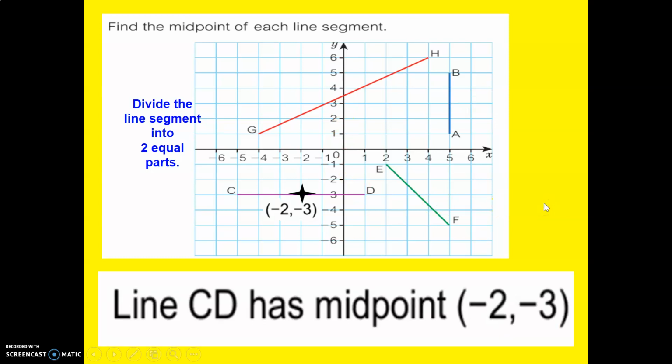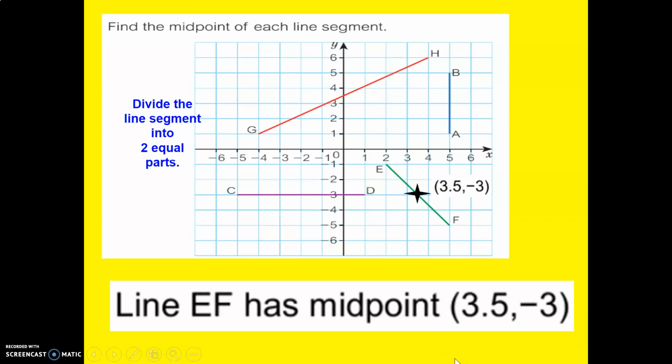Let's try another line. Line CD. How many squares are there? 1, 2, 3, 4, 5, 6. 6 divided by 2 is 3. 1, 2, and 3. So here is our midpoint. So x equals negative 2 and y equals negative 3. Therefore, line CD has midpoint negative 2, negative 3.